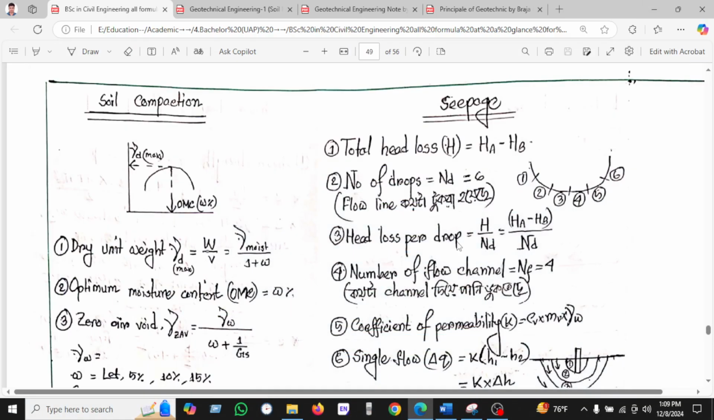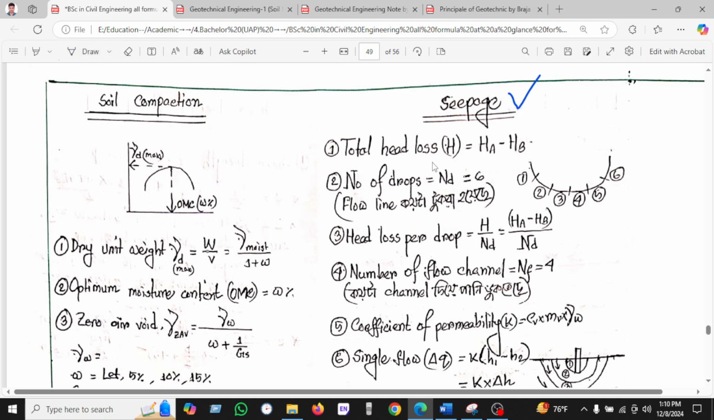Hello everyone. Today I am going to deliver a lecture on seepage. This is the most important topic in seepage. If we want to understand soil mechanics deeply, then we cannot avoid this topic. Before going deeper, I want to show some formulas.